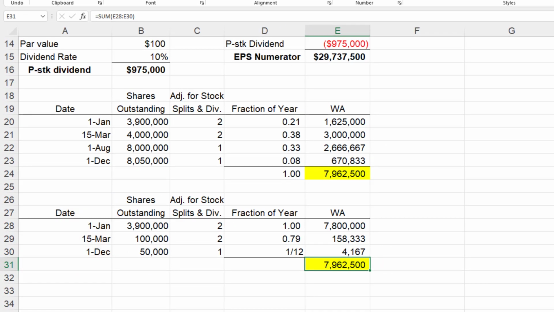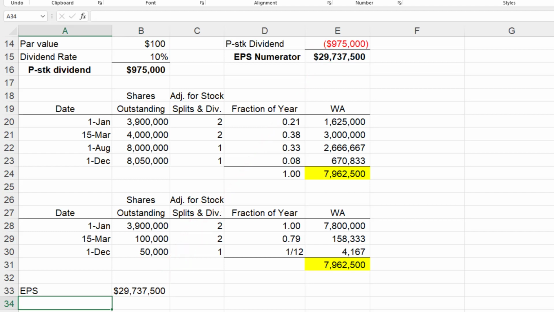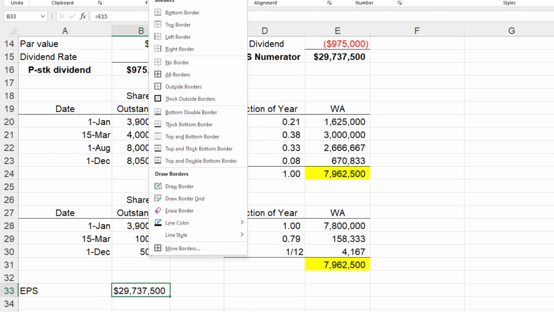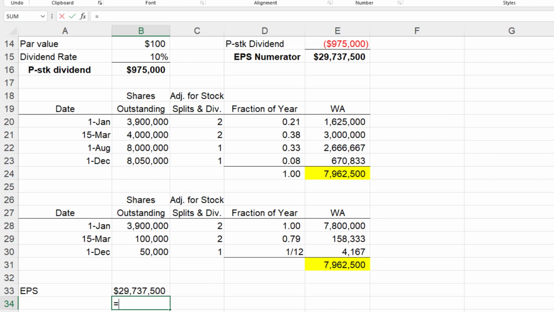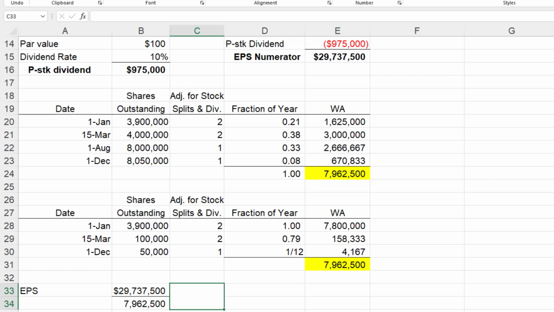Now that I've got my numerator and my denominator, I can do my calculation for earnings per share. I'll take the 29.7 million and change. I will divide by the 7,962,500, and I'm going to center these cells so we can see it really well. And there's my value. The only problem is that's not how I'm allowed to show it.